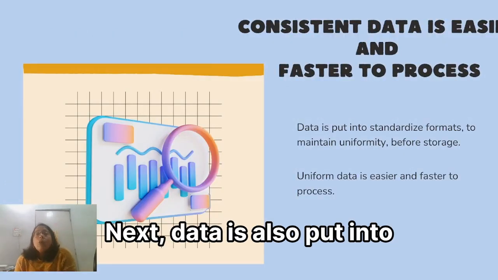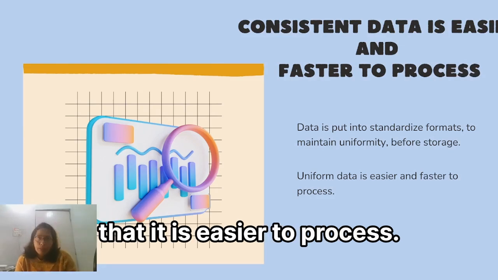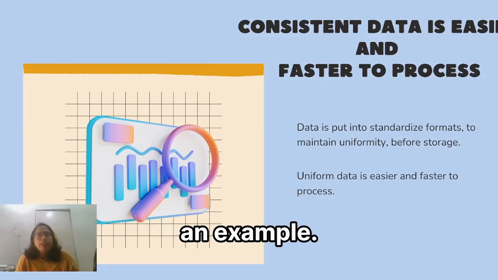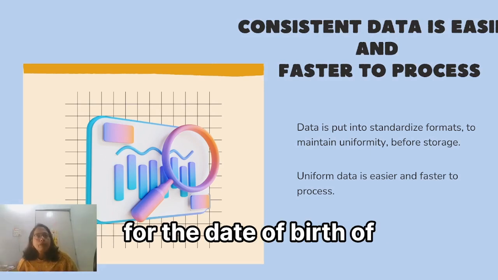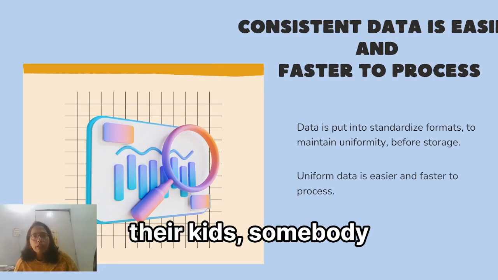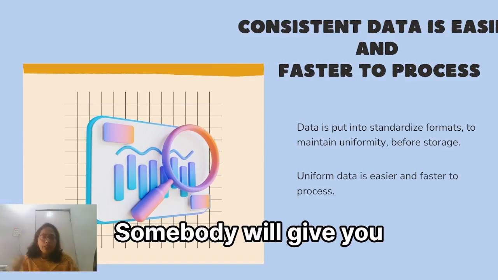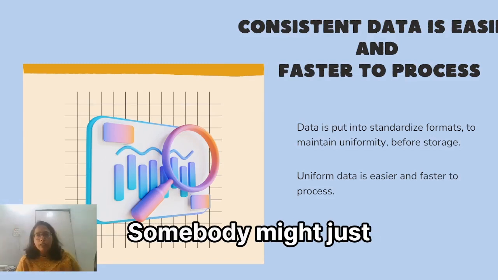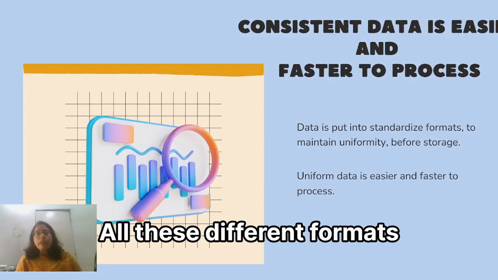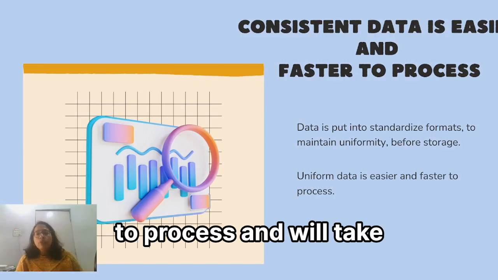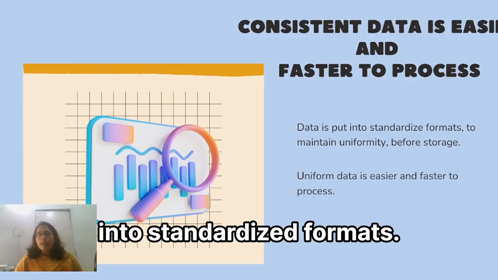Next, data is also put into standardized formats so that it is easier and faster to process. Let me give you an example. Suppose you have to store the birth date of students. If you ask people for the date of birth of their kids, somebody will give you that data in DDMMYYYY format, somebody will give you MMDDYYYY format, somebody might just write, say, 12th January. All these different formats will make it very difficult to process and will take time as well as resources. That is why data is put into standardized formats.